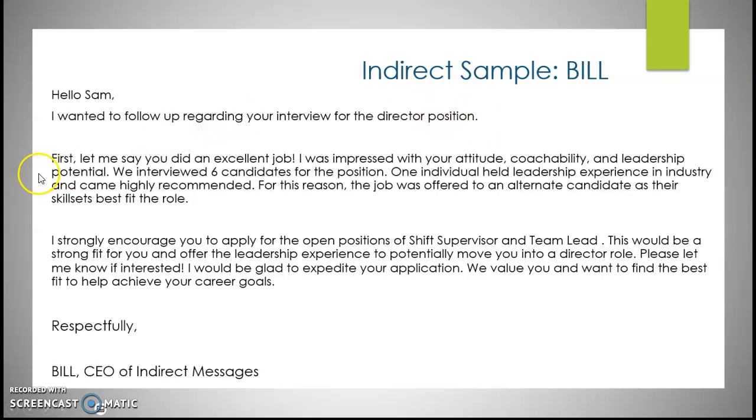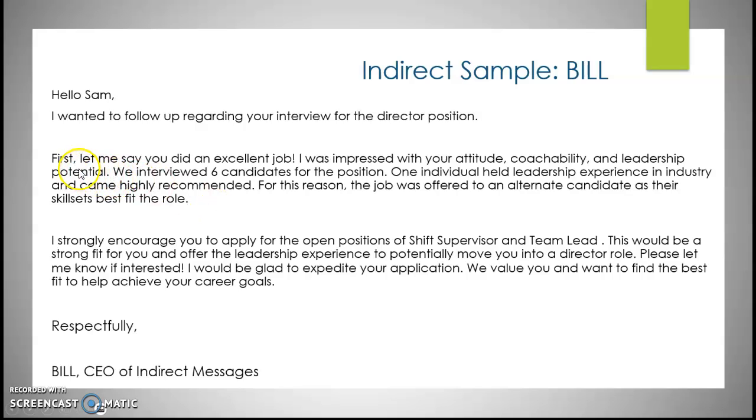Now let's move to the body, okay? Again, our body is where we explain with logic and reasoning before relaying the bad news. First, let me say you did an excellent job. I was impressed with your attitude, coachability, and leadership potential. We interviewed 6 candidates for the position. 1 individual held leadership experience in industry and came highly recommended. For this reason, the job was offered to an alternate candidate as their skill sets best fit the role.